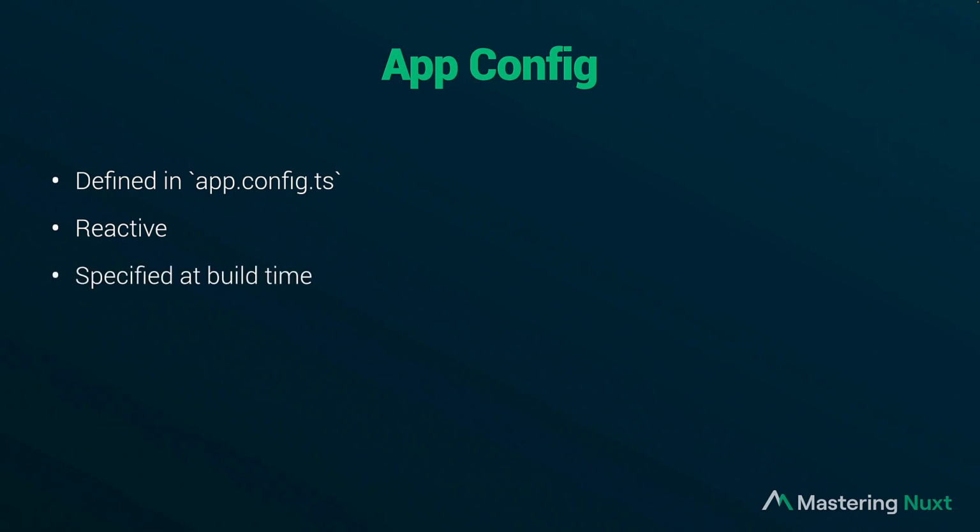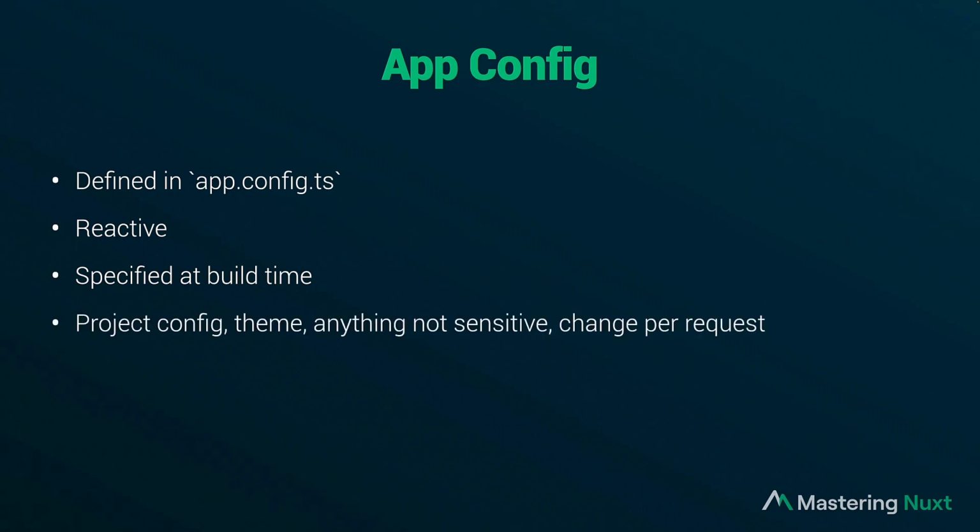The difference here is that these values are all specified at build time. Although they are reactive and can change as our application runs and different things happen, all of the values are defined at build time. We can't use environment variables to change them. If you want to do that, then you can use runtime config. So generally, we'll put less sensitive things in here, such as the theme that we're going to use, some sort of other configuration like that.